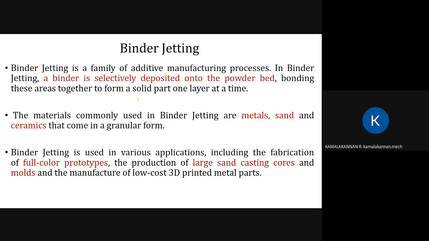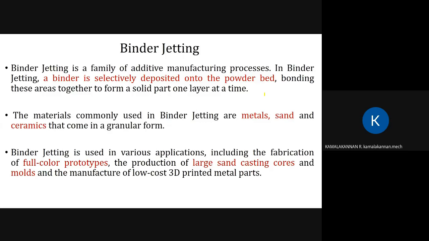Because of using a binder, we are calling it binder jet technology. We are using a jet to spray over the powder layer, so we are calling it binder jet. Okay, guys. A binder is selectively deposited on the powder bed, from which the bonding will happen. Finally, a layer by layer process will happen. At last, you will get a solid part. So this is what binder jetting is.